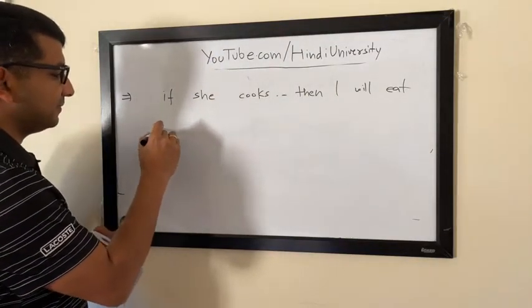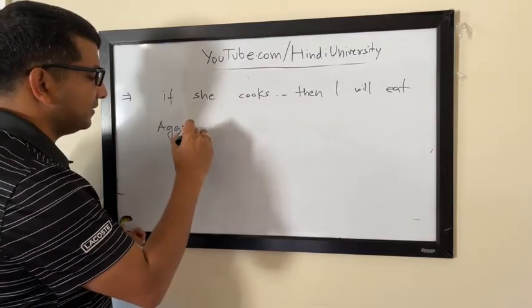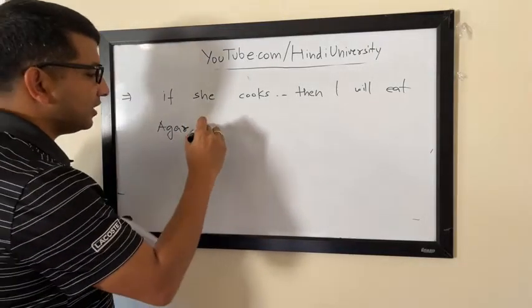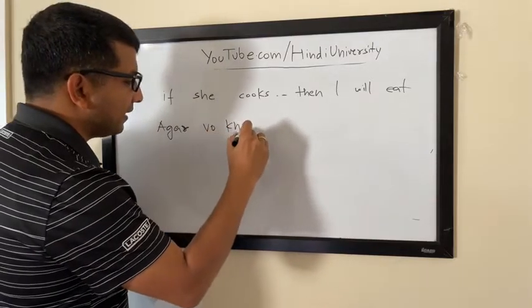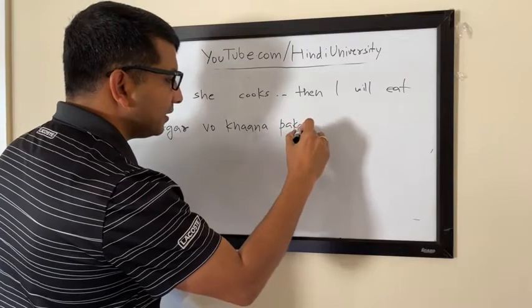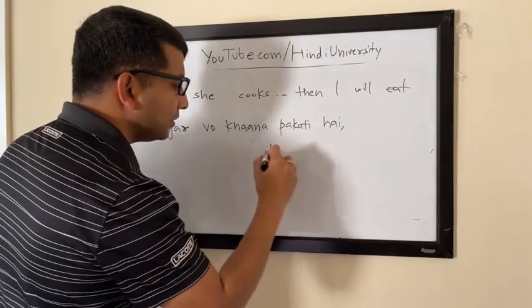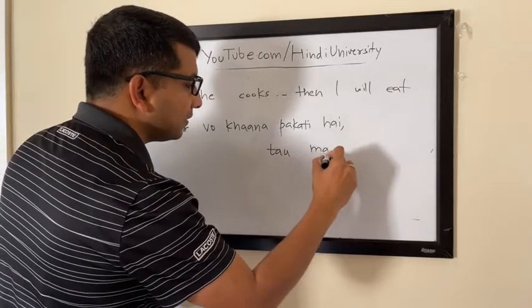Okay. अगर वह पकाती है, तो मैं खाऊंगी. Okay. So अगर वो खाना पकाती है और बनाती है, right? I mean, so अगर वो खाना पकाती है, तो मैं खाऊंगी. Very good.